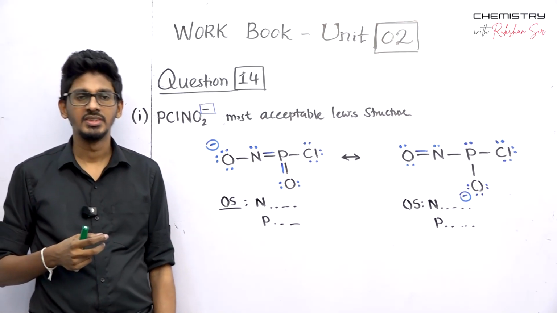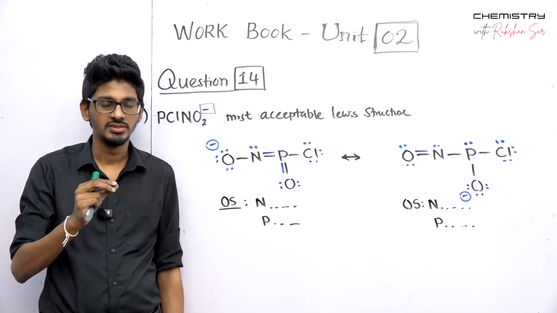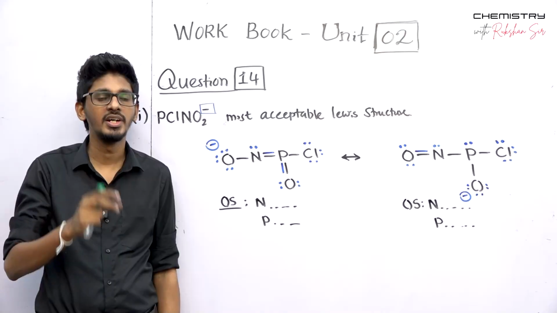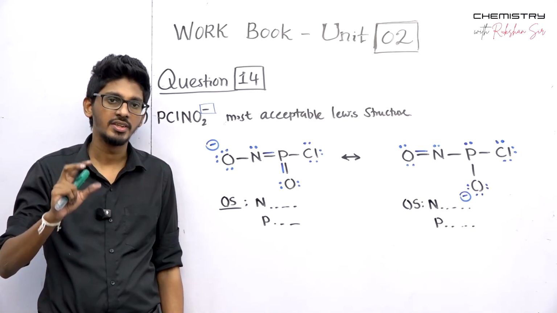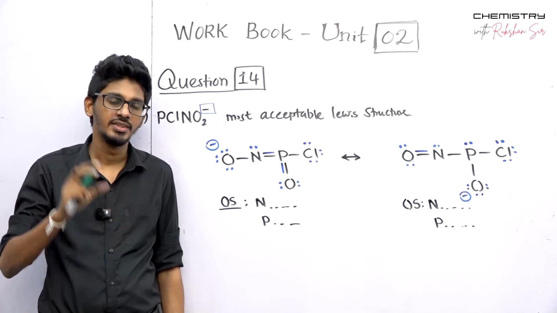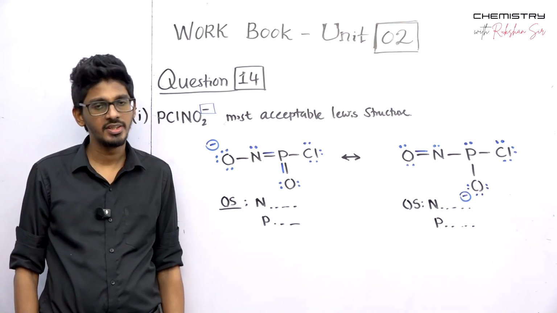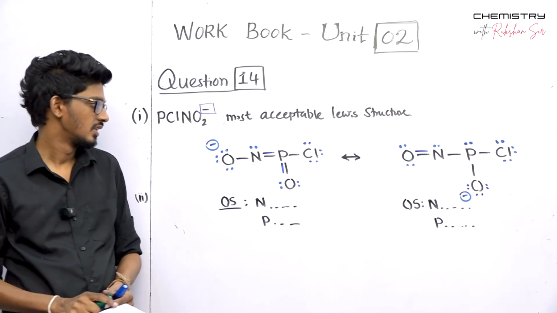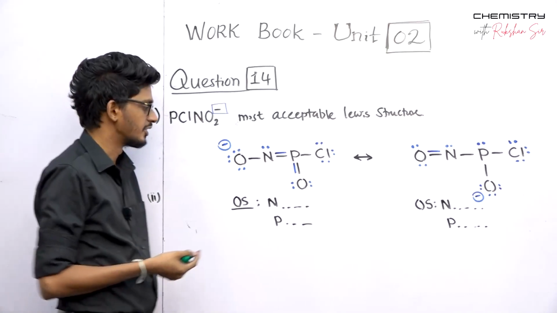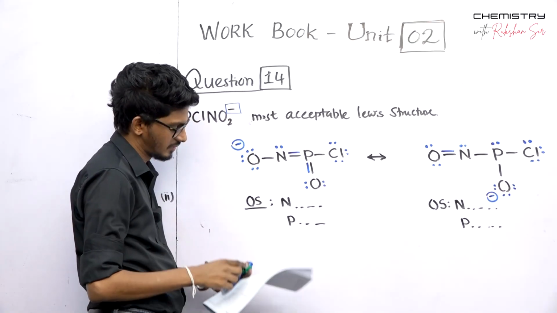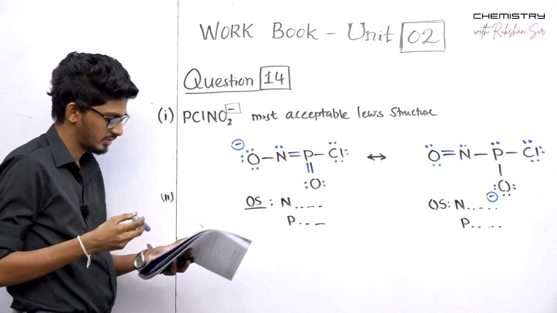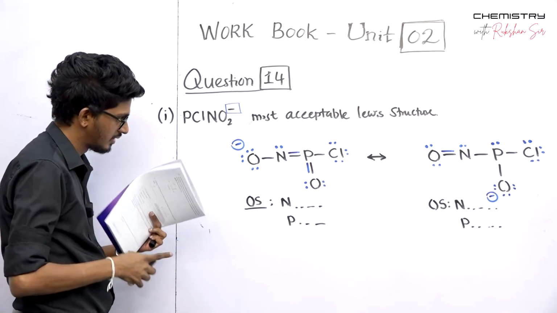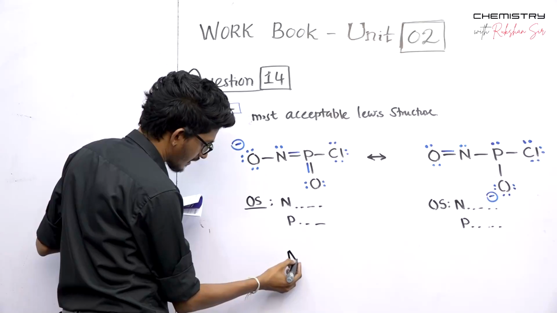Oxidation state means the charge on the considered atom if all the bonds are considered to be ionic. If all the bonds are considered to be ionic, there is a charge on your considered atom. That is the oxidation state. So if you consider this nitrogen, right? So I'll derive it better. So the structure would be like this, no?